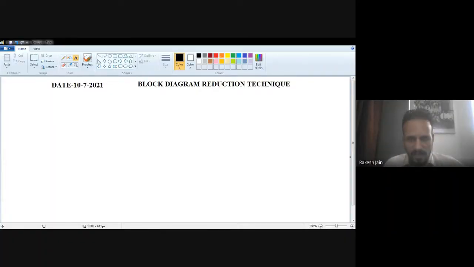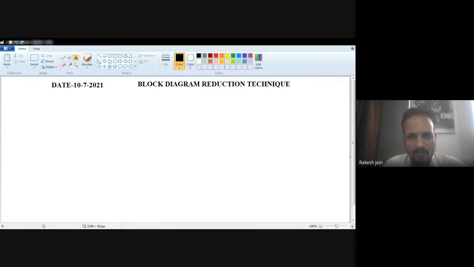Okay, so I am Rakesh Jain from Gambia University. Today I am going to teach you about the basics of block diagram reduction techniques. After the completion of this lecture, you will be able to understand the basic rules to find the transfer function of a block representation of a diagram.